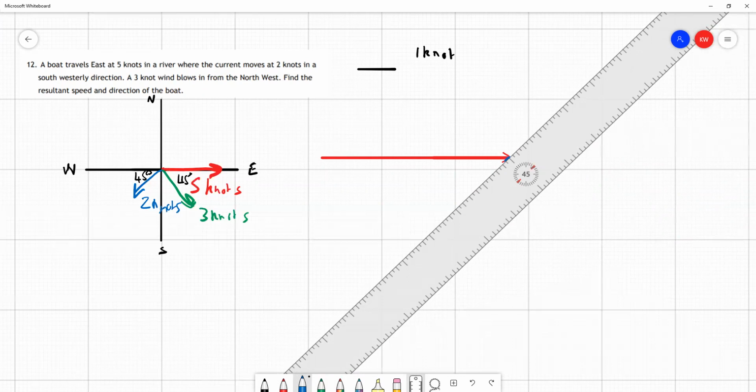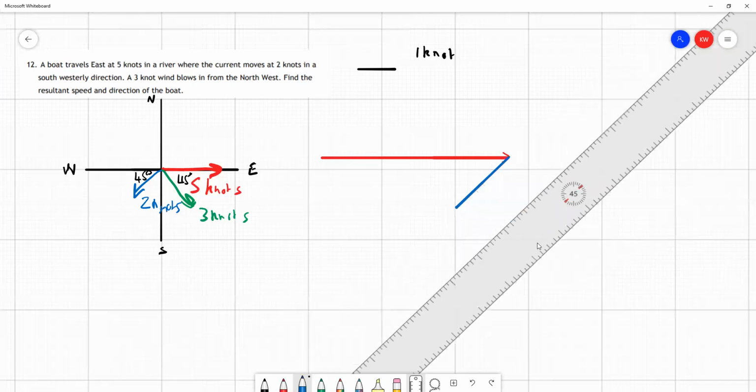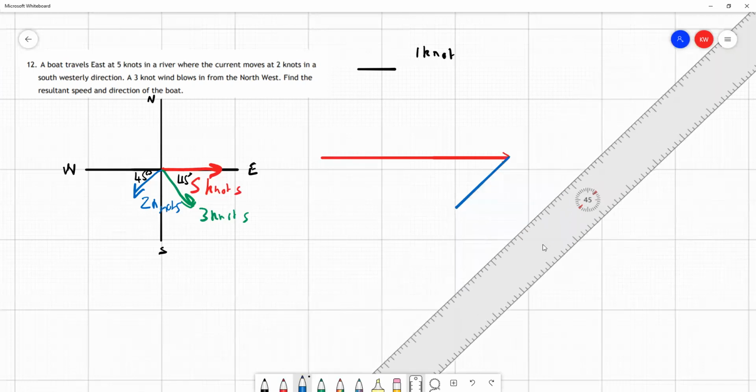So I'll start my line here, and that's 1, 2. 2 knots means 2 lengths of the unit we've selected to be equal to 1 knot. And I'll do a wee arrowhead in this just to show the direction we're travelling in as well.